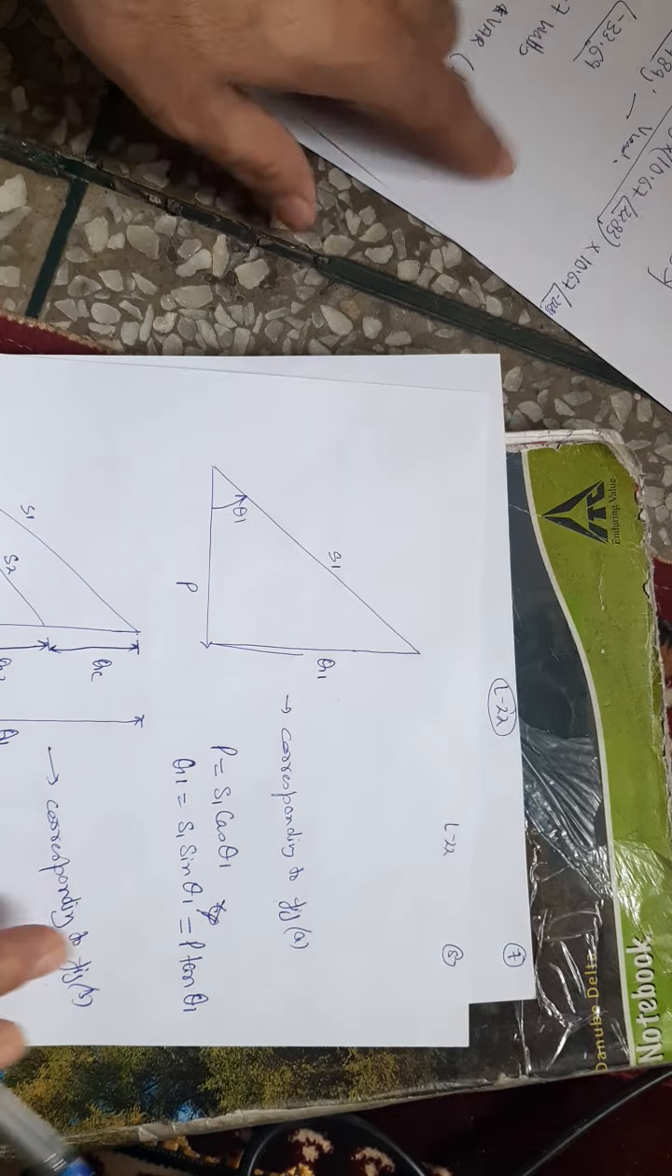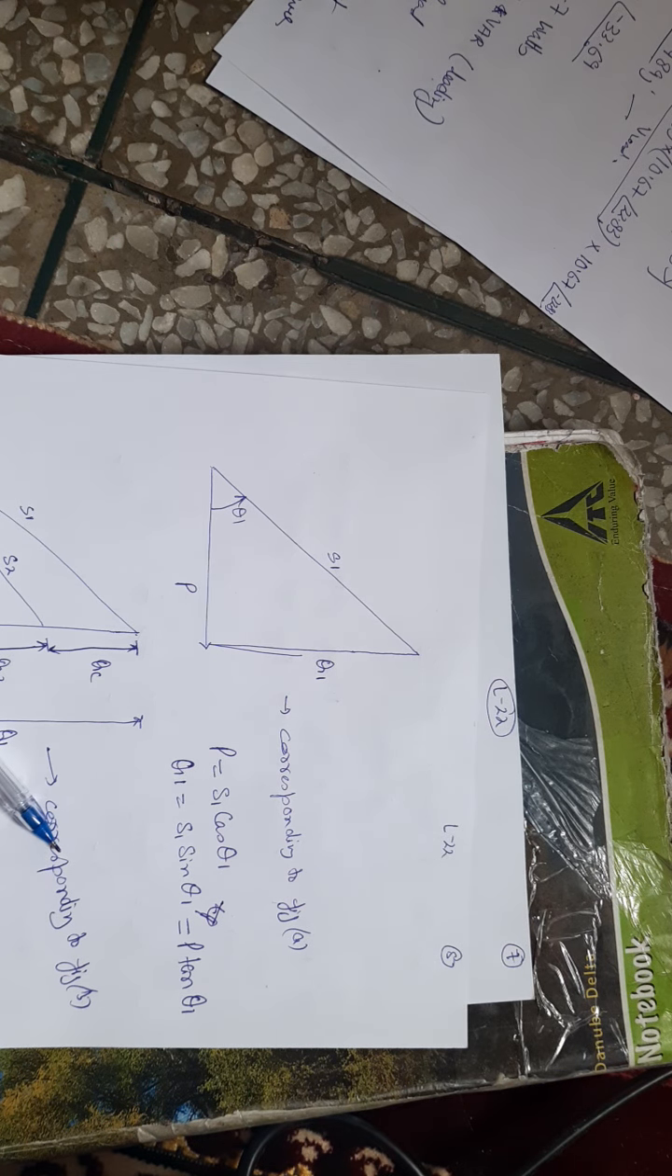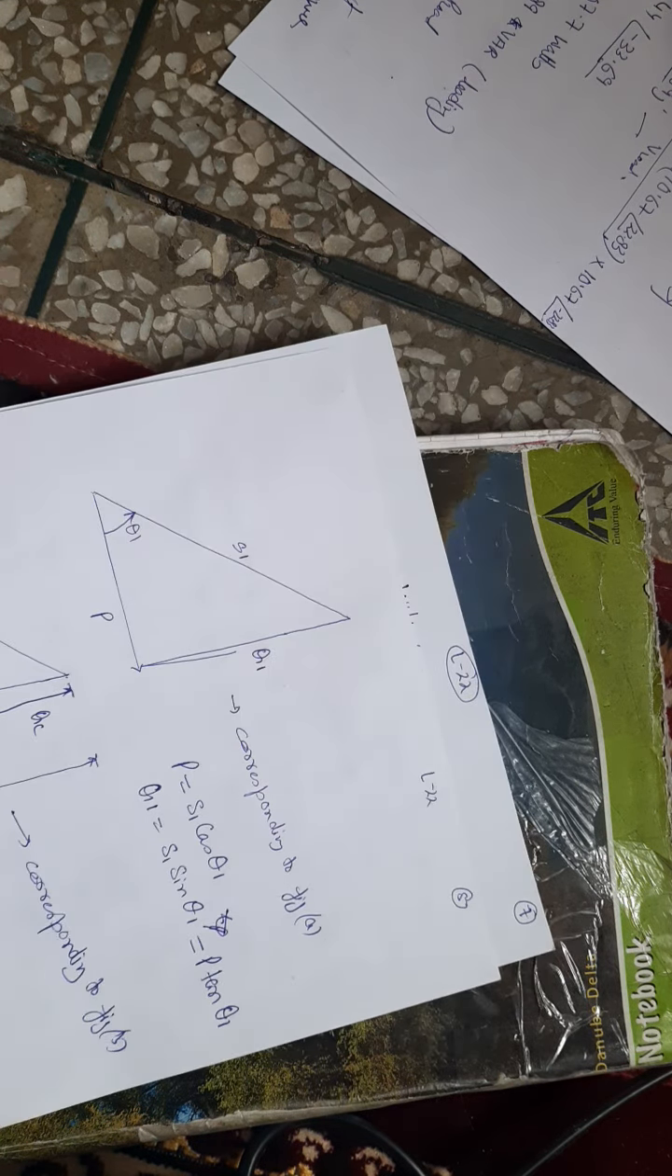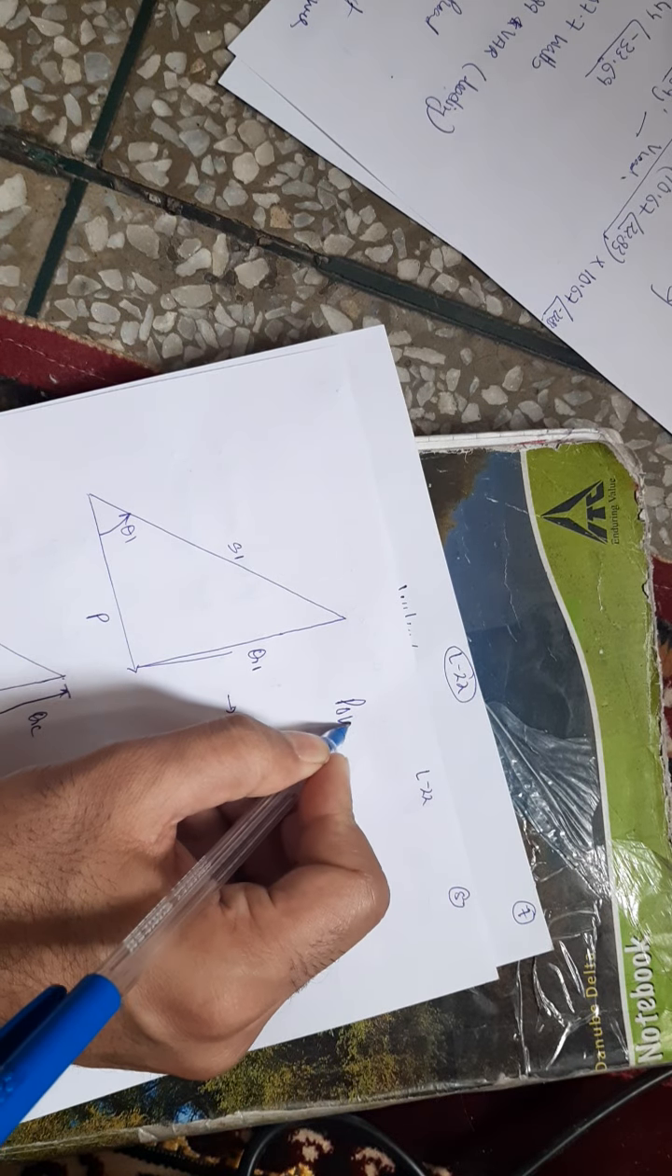So there is an alternate way to explain this power factor correction method. What is the alternate way? That is the power triangle method.